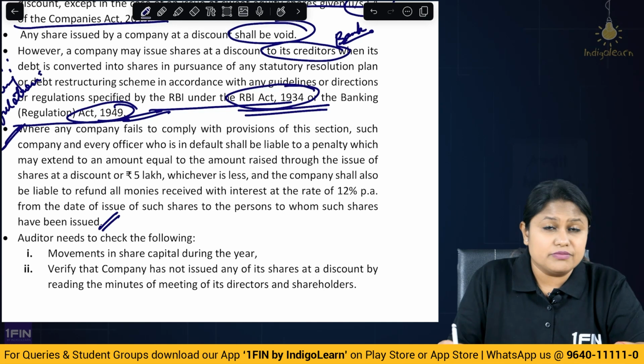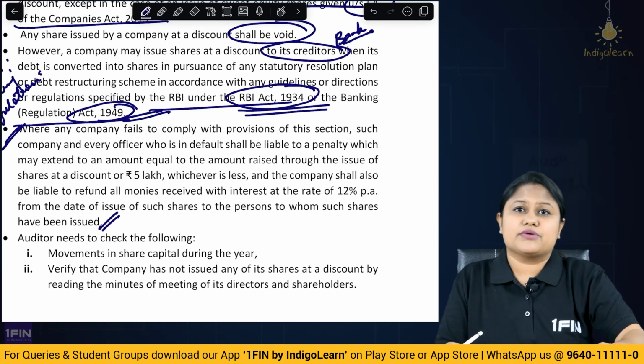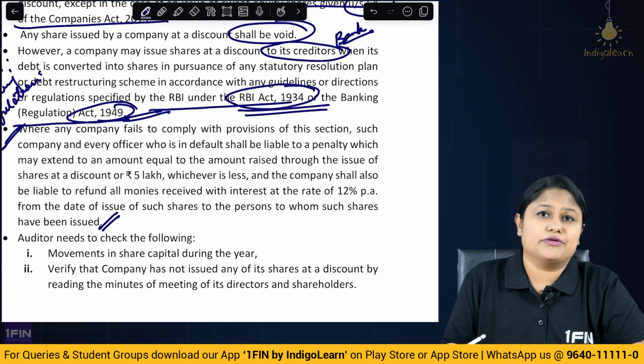How you will remember is your call, because how to remember punishments is a very big question. So that requires a very good memory capacity.